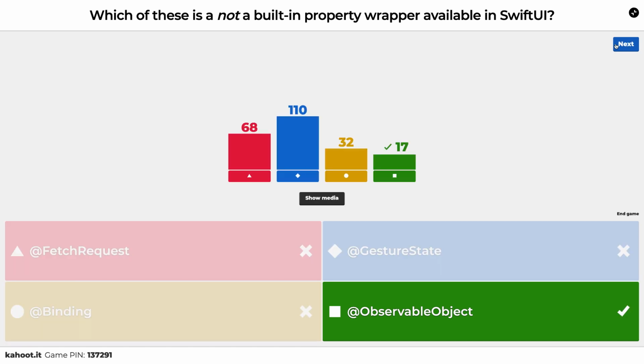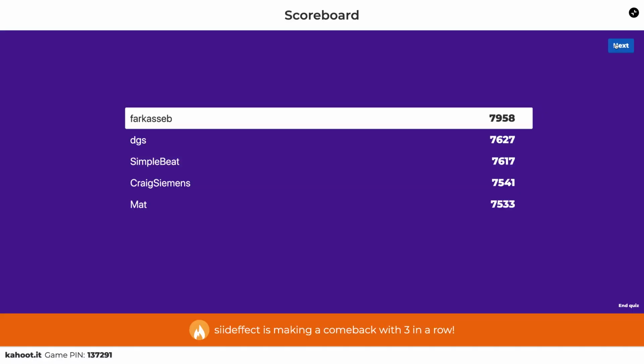Oh, disaster! Only 17 people got one correct. The answer is observable object. That is at observed object. Observable object is a protocol, not a property wrapper. I did say, read it carefully. You rushed ahead. You saw gesture state. What could that be? Gesture state's brilliant. It's on my SwiftUI by Example, free on the web. Go and Google that, gesture state. It's amazing. Unlucky, folks. Let's see if the leaderboard's going to change. Let's find out.